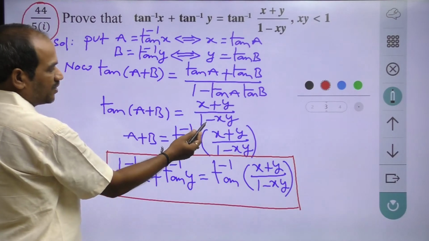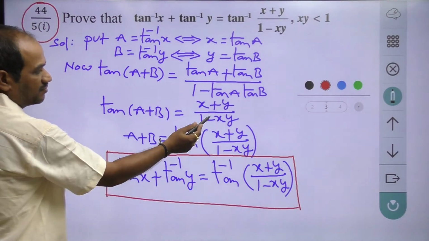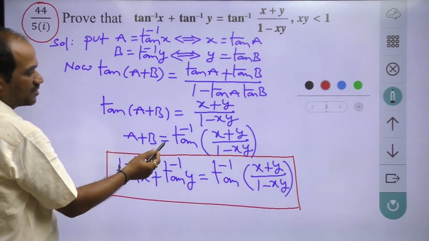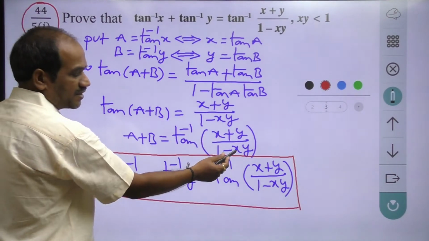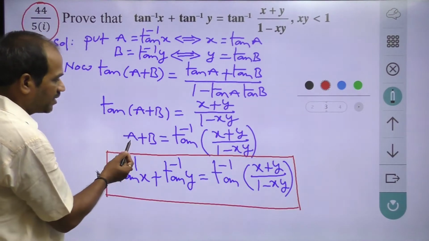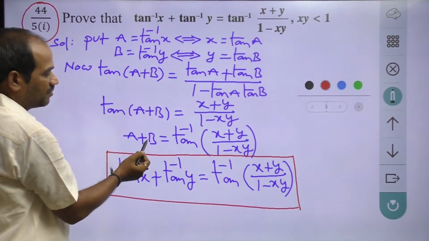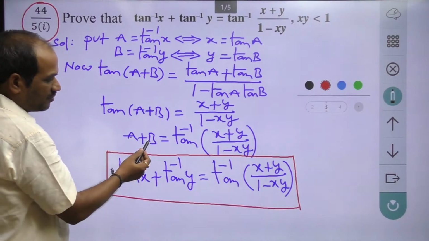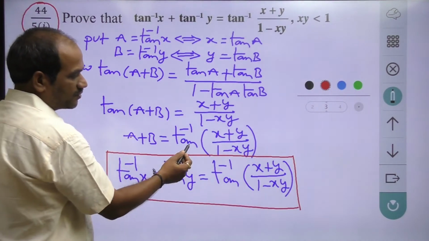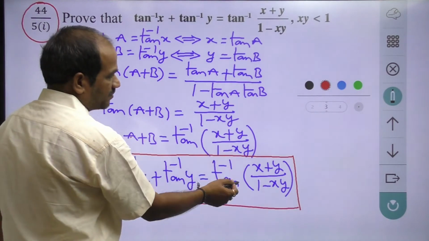Here a plus b is equal to tan inverse of (x plus y) by (1 minus xy). Replace your a value by tan inverse x and b value by tan inverse y. Then tan inverse x plus tan inverse y is equal to tan inverse of (x plus y) by (1 minus xy). This is the proof.